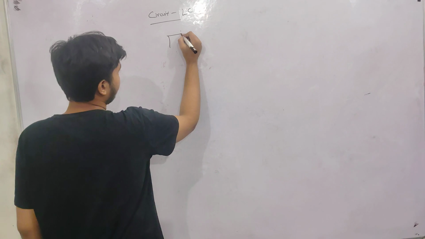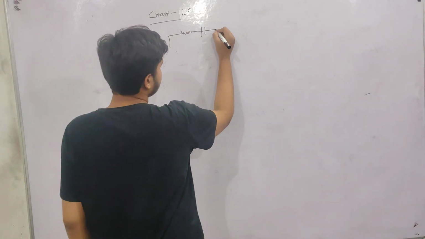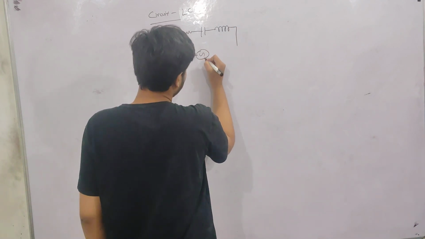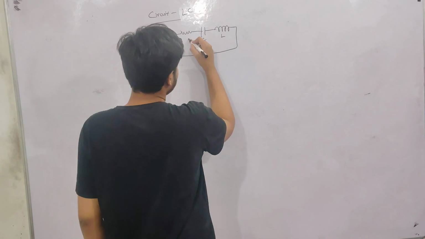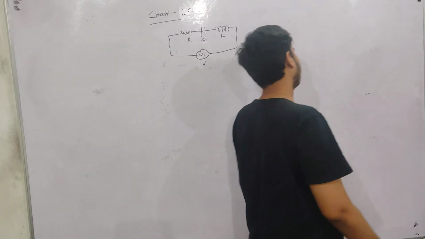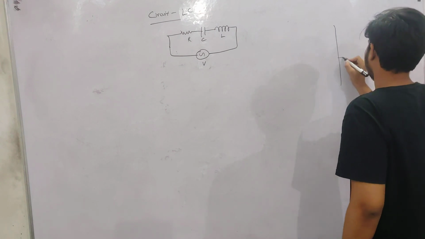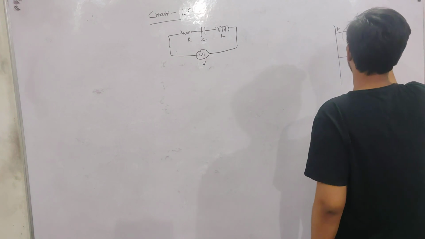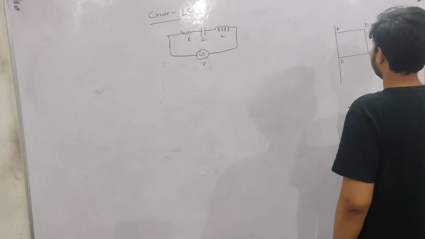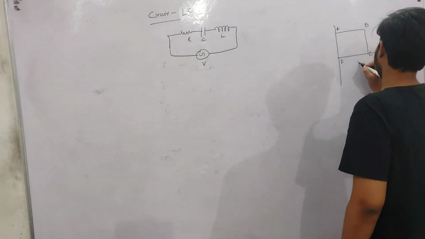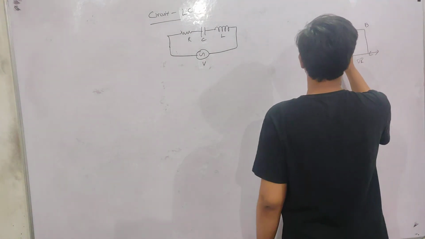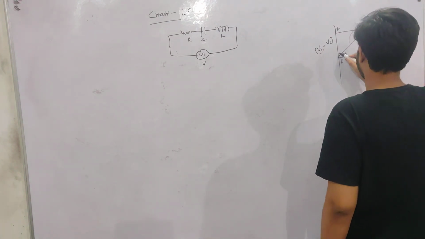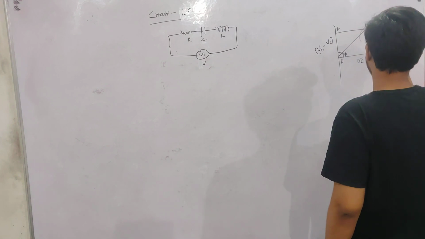As we know, LCR means resistance, capacitance and solenoid inductance connected to a voltage source. In the phasor diagram we will get VR, VL minus VC, VL minus VC at 90 degrees, here also VL minus VC.